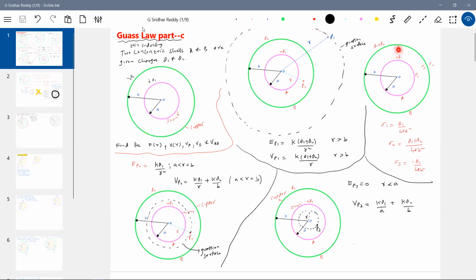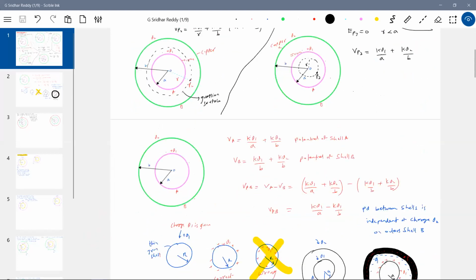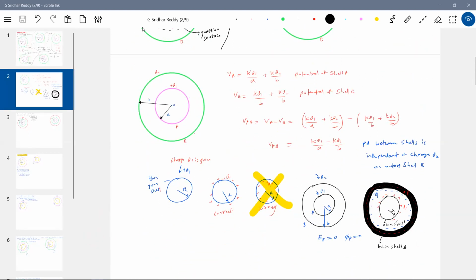Okay, all of you, I think minus Q1. Why only minus Q1 from Gauss's law? For thin shells, whether you consider the induced charges or not, you'll get the same answer. Okay, agree with this? This will be the potential difference, there's the condition.